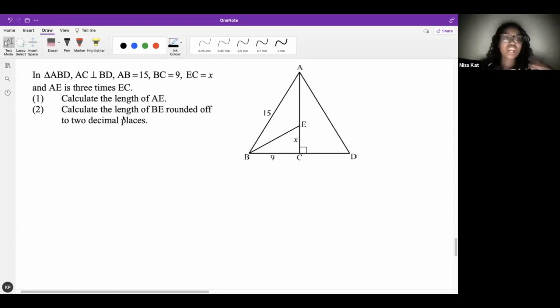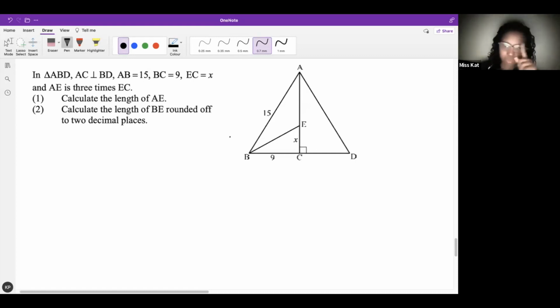Okay, in triangle ABD, which is a big triangle, AC is perpendicular to BD. AB is 15, BC is 9, EC is x. So all of that information in the first sentence has been drawn on the sketch, okay? And then it says AE is 3 times EC. So if EC is x, how long is AE?